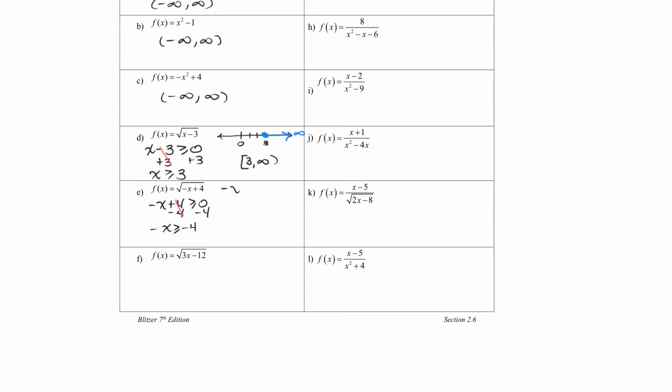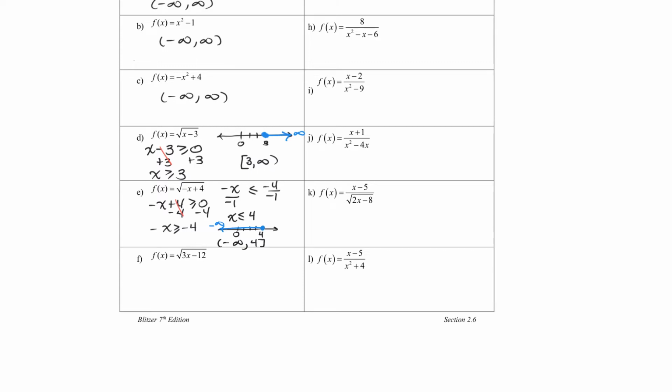And remember that when I am dividing an inequality by negative 1 or multiplying an inequality by negative 1 or any negative number for that matter, I have to change the direction of the inequality sign. So I'm going to get that x is less than or equal to positive 4. And if I think about my number line, 0, 1, 2, 3, 4, that's going to be a closed circle on 4, pointing to the left towards negative infinity. And so my domain in interval notation for this one is going to be from negative infinity to 4.